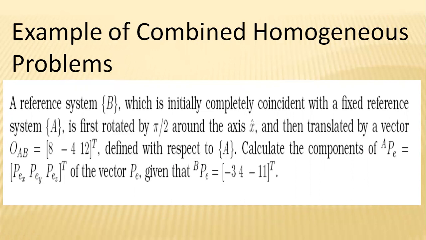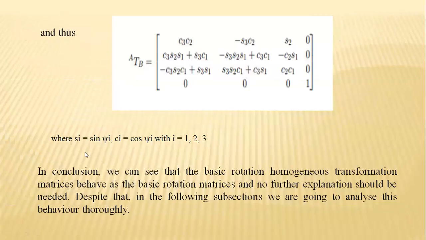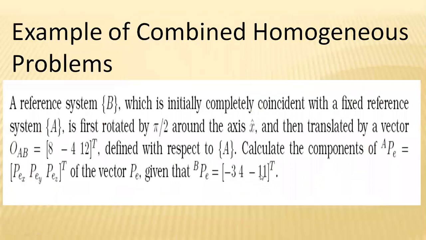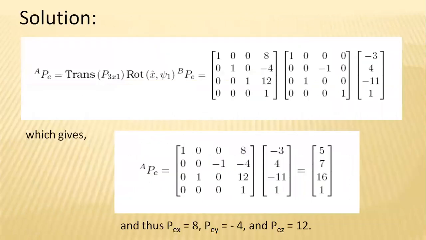And here these translational values will be placed here itself. So cos 180, minus sin 180, sin 180, cos 180, and hence 8, -4, 12 will be placed here, and the reference frame given value, base value -3, 4, -11 will be multiplied with it, and finally we'll be getting the resultant matrix. See here, the values 8, -4, 12 have been placed out here.